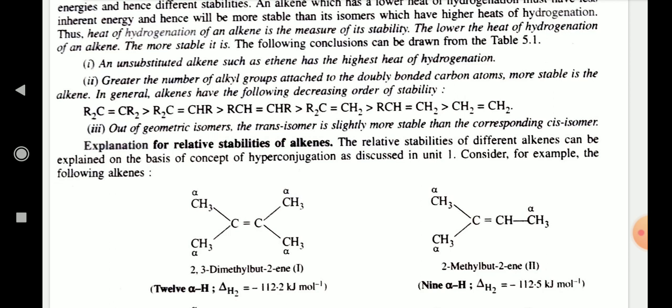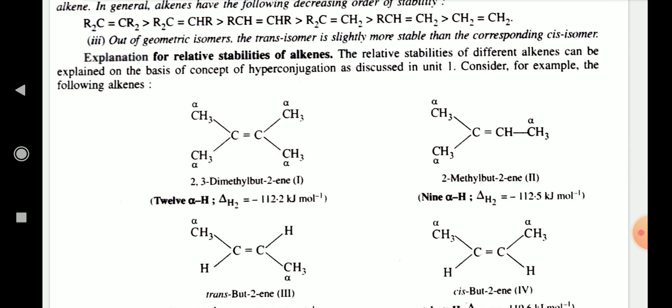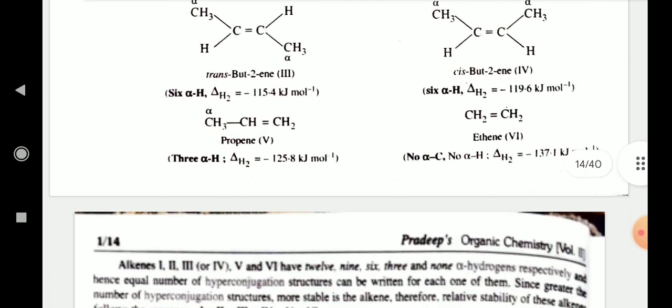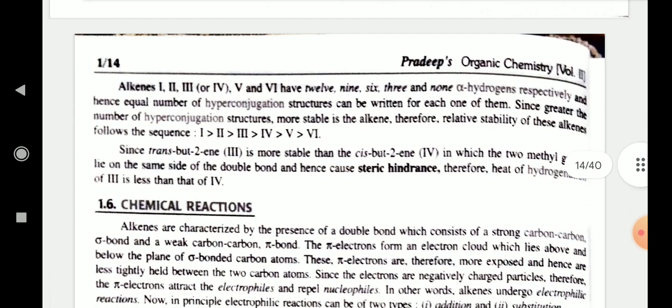Explanation for relative stabilities of alkenes. The relative stability of different alkenes can be explained on the basis of the concept of hyperconjugation as discussed in unit 1. Alkenes 1, 2, 3, 4, 5 and 6 have 12, 9, 6, 3 and no alpha hydrogens respectively, and hence an equal number of hyperconjugation structures can be written for each one of them. Since greater the number of hyperconjugation structures, more stable is the alkene, therefore relative stability of alkenes follows the sequence 1, 2, 3, 4, 5 and 6.